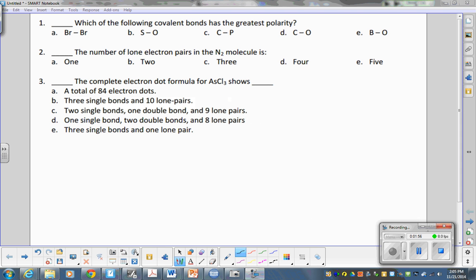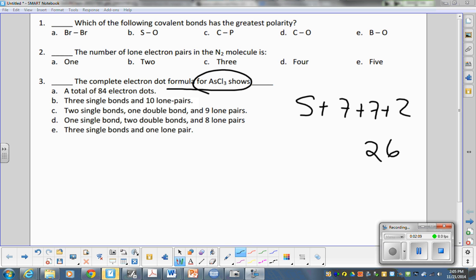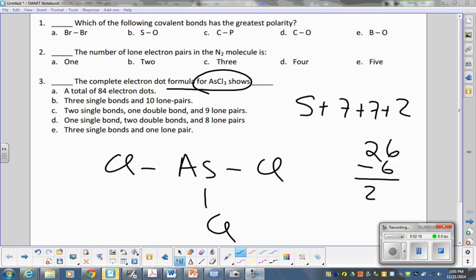Next one. Complete dot formula of AsCl3. As has 5 valence electrons. Chlorine is 7, 7, and 7, which is going to be a total of 26. So I have 26 valence electrons. I'm going to go As line, Cl line. I'm going to go minus 6, which is 20 remaining electrons.